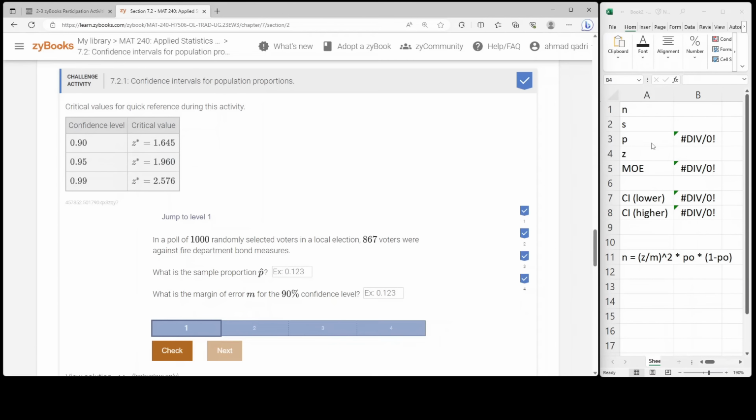So I've created this table here again. In this table, n is the sample size, so we will enter that here.